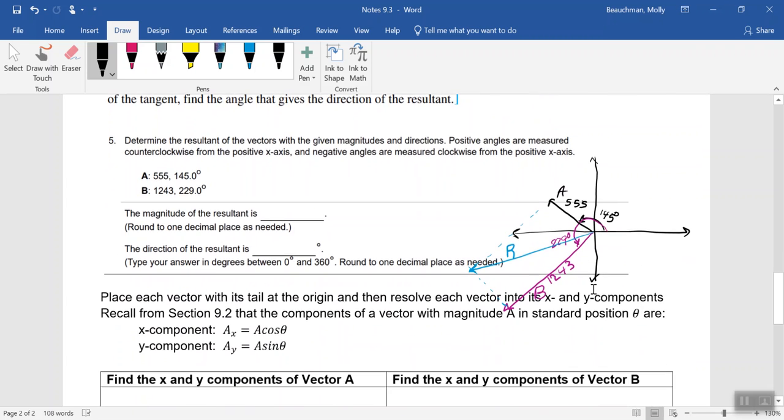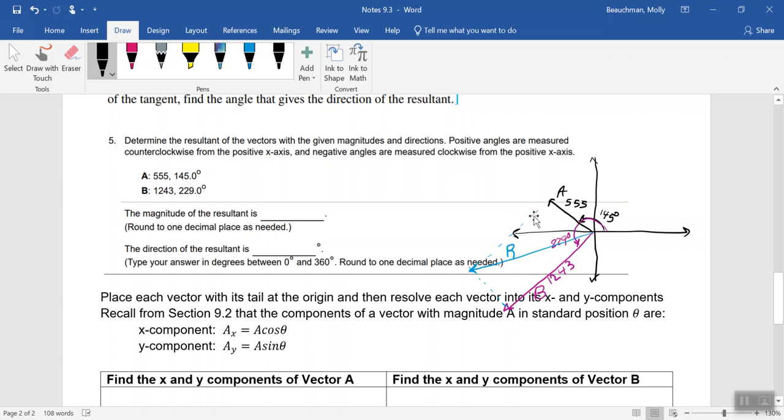So in our example, we're going to determine the resultant of the vectors with the given magnitudes and directions. Positive angles are measured counterclockwise from the positive x-axis. Negative angles are measured clockwise from the positive x-axis. So vector A has a magnitude of 555 and a direction of 145 degrees. So vector A is drawn in black ink. Vector B has a magnitude of 1243 with a direction of 229 degrees. So that one's drawn in the pink.